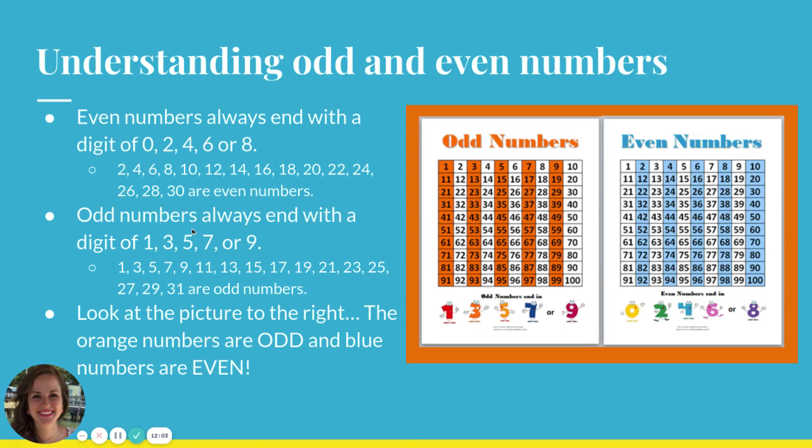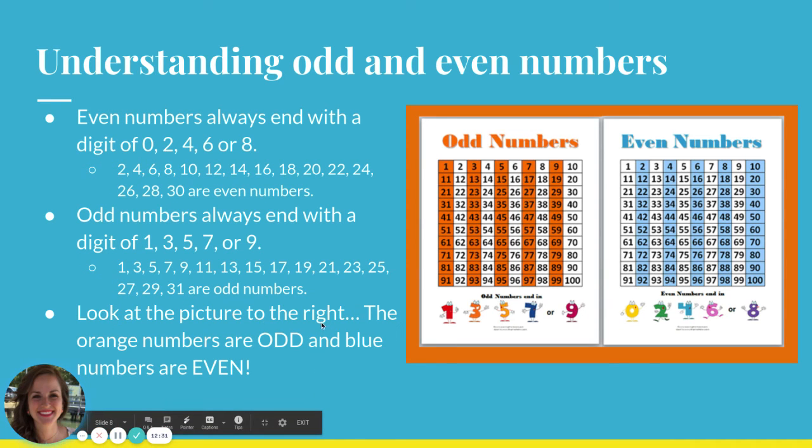Okay? Odd numbers always end with a digit of 1, 3, 5, 7, or 9. Okay, so kind of similar to what I said above. It's just our odd numbers are a little different. Our odd numbers end with a 1, 3, 5, 7, 9. 1, 3, 5, 7, 9, 31. Okay, they're all odd numbers.